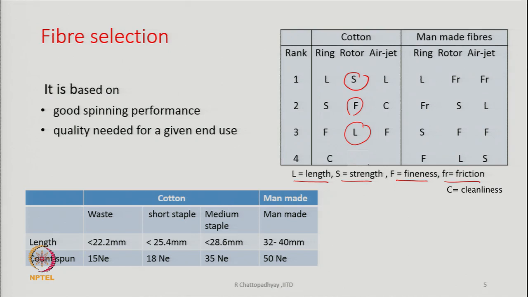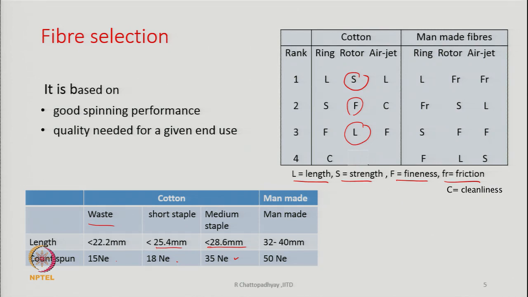So, some guidance is given here in the lower table, that is typical length of waste fibers for cotton, short staple and medium staple is given, and these fiber lengths are suitable for spinning count of yarn of 15, 18 and 35, depending basically upon the length of fibers.